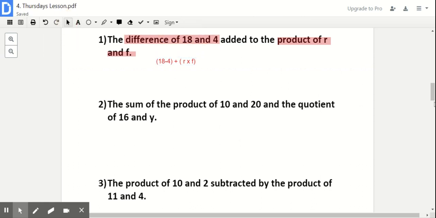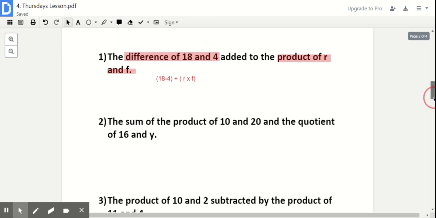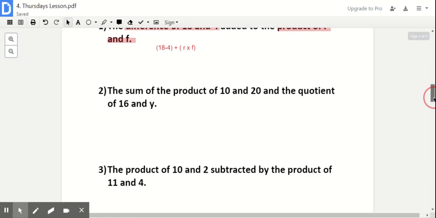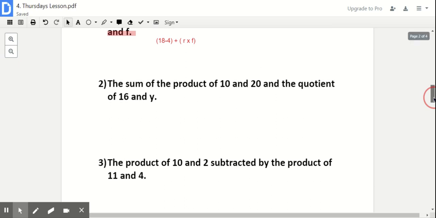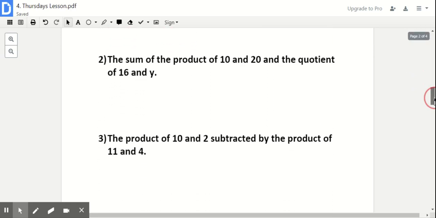Now, try out the next two and then come back and check your work to see how you're doing. So remember, you should be identifying those operations that we need to use, circling or highlighting the groups that are in the sentence, and then writing it out based off the information that's given to you to write that expression. So go ahead and pause the video and try two and three.